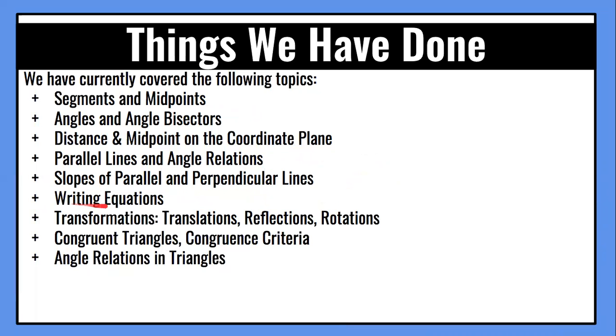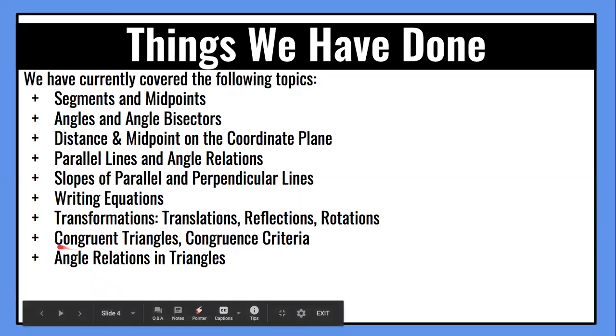We've been writing equations. We went over the three types of transformations: translations, reflections, and rotations. We've gone over congruent triangles and their congruence criteria. That was our last unit, and the unit we just finished up this week is angle relationships in triangles.